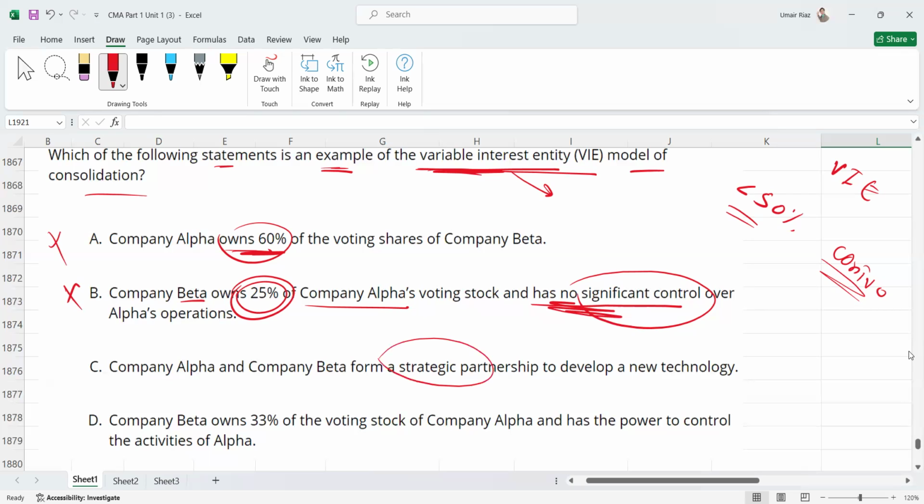Then C, company Alpha and company Beta form a strategic partnership to develop a new technology. They're saying strategic, you are just a partner, so it doesn't mean you have control over your ally. Then company Beta owns 33% of the voting stock of company Alpha, so it is less than 50%, and has the power to control the activities of Alpha. It means both conditions are met. Now, this is the definition of a variable interest entity. This is the correct answer.